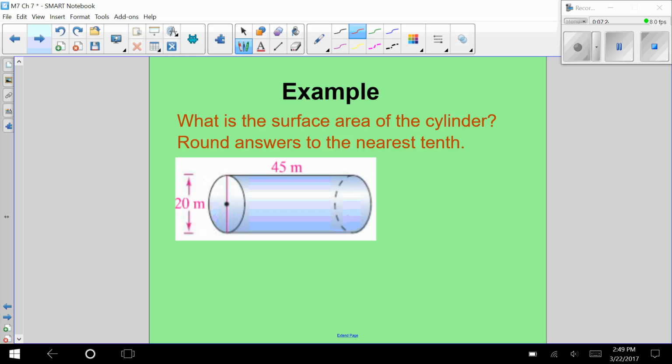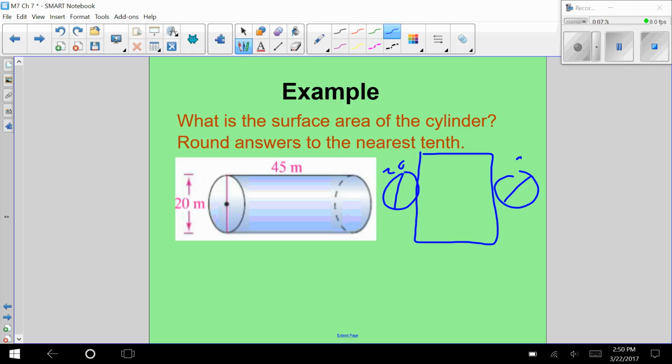Now we're going to find the surface area of this cylinder. So to find the surface area, let's start with our circles. And there's going to be a rectangle in between. The circles, I know the diameter is 20. I know that the length connecting the 2 circles is 45. Then I can find the width of my rectangle. Remember, it'll be the circumference of the circle. The circumference would be 20 times pi.